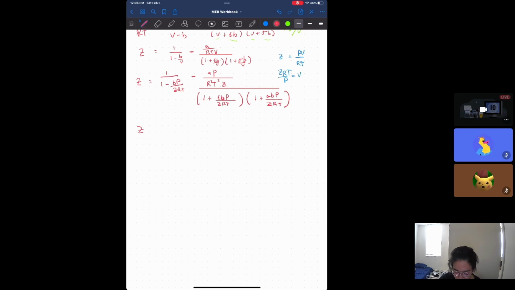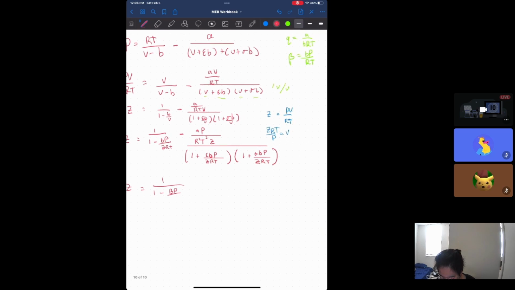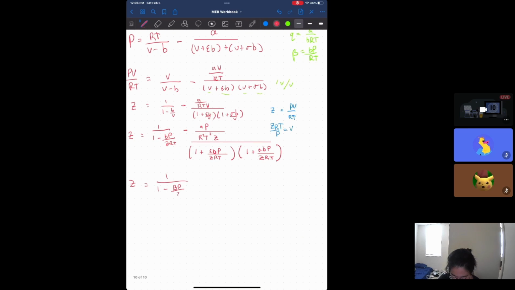We can now say that z is equal to 1 over 1 minus beta, p over z.